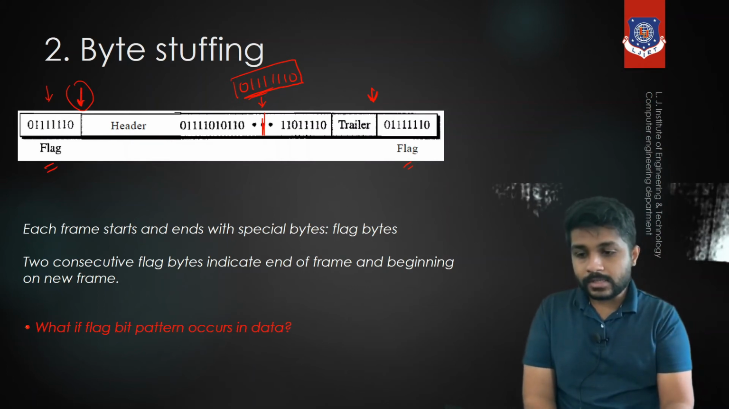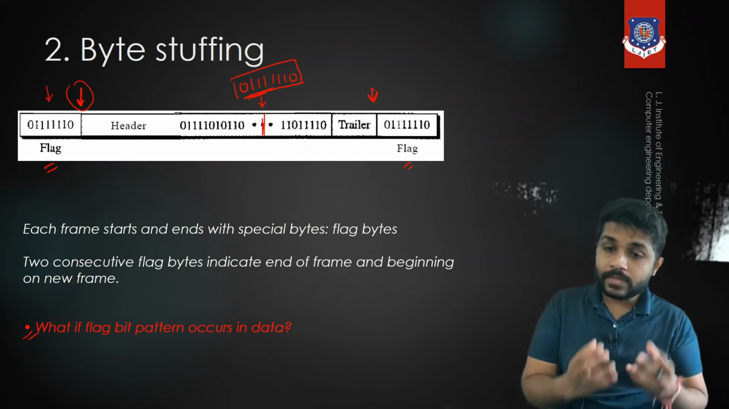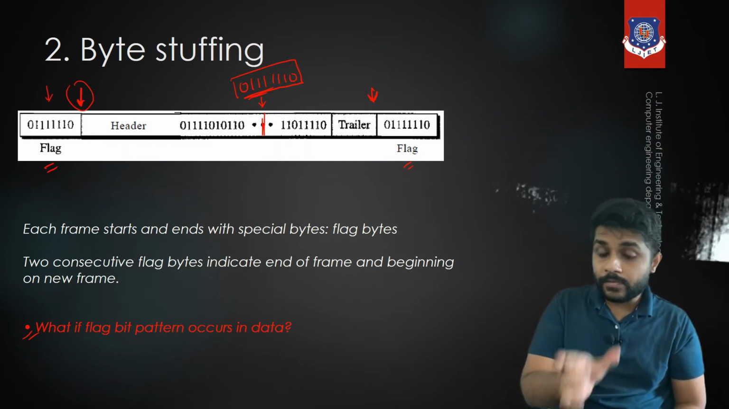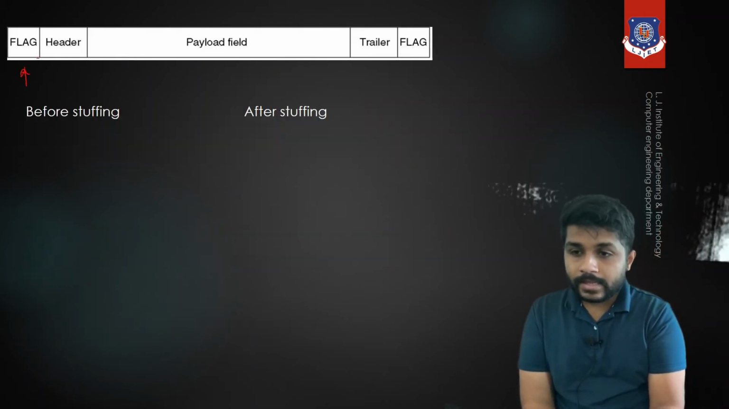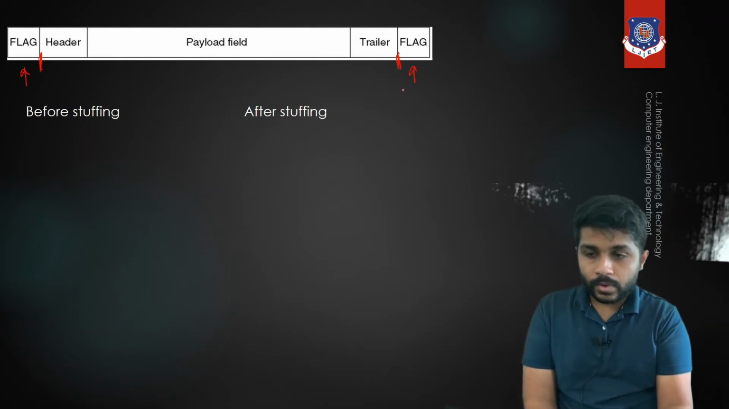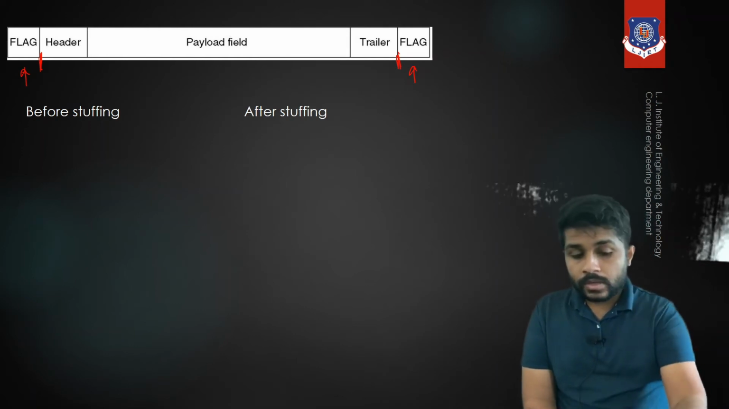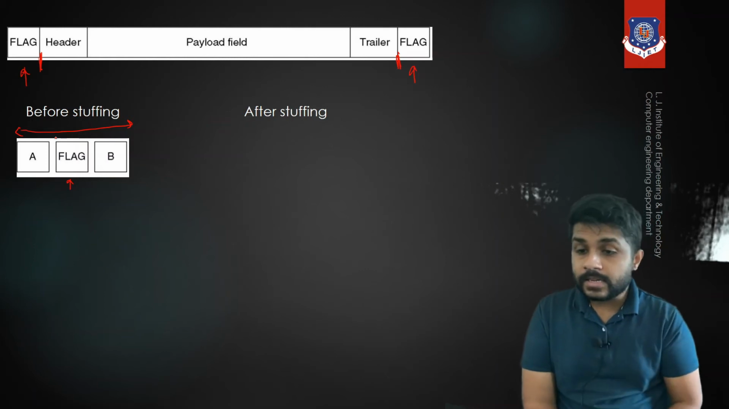Like we just discussed, what if the flag-like bit pattern occurs in the data? Now we are going to see what we can do if the flag-like pattern is there in the frame. You can see on the screen that there is a flag at the starting of the frame and there is a flag at the ending of the frame. Okay, now let's see what is the meaning of byte stuffing. You can see that right now this is our actual frame, and in the frame there is actually data which is exactly like the flag.